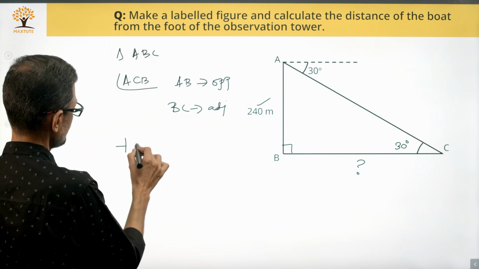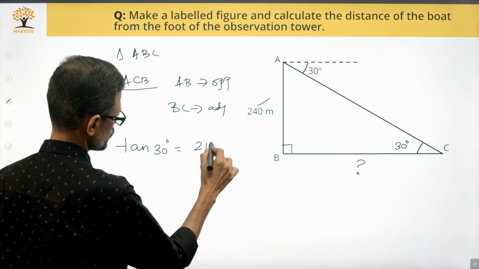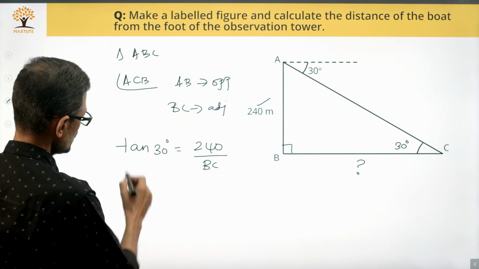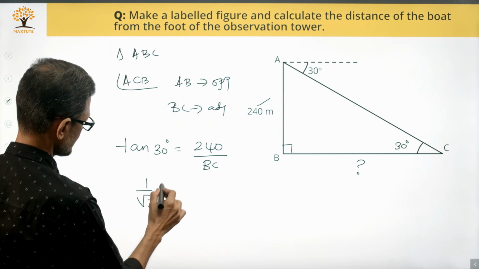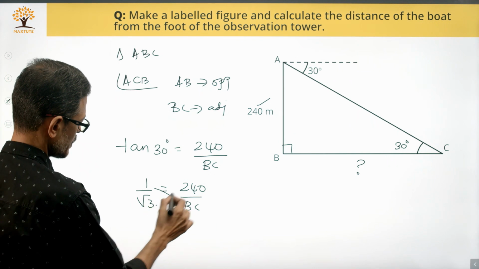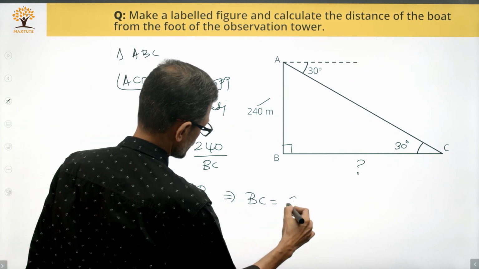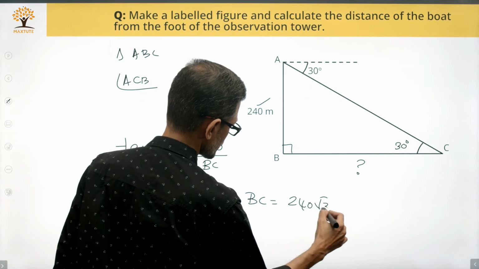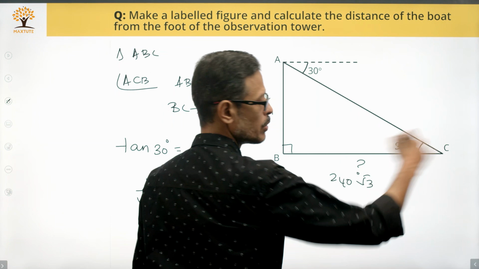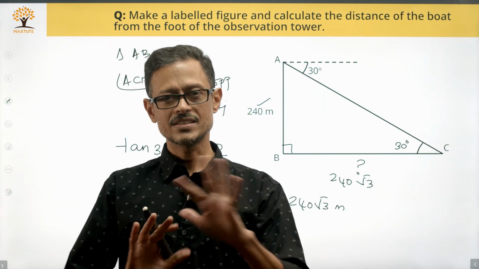So tan of angle ACB, which is tan 30 degrees, is equal to AB, which is 240, divided by BC, which is what we are trying to find out. So 1 upon root 3, the value of tan 30, is equal to 240 divided by BC. Cross multiply both these terms. So what we have is BC is equal to 240 root 3 meters. So when he is observing for the first time, the boat is 240 root 3 meters away from the foot of the tower. Part 1 is done.